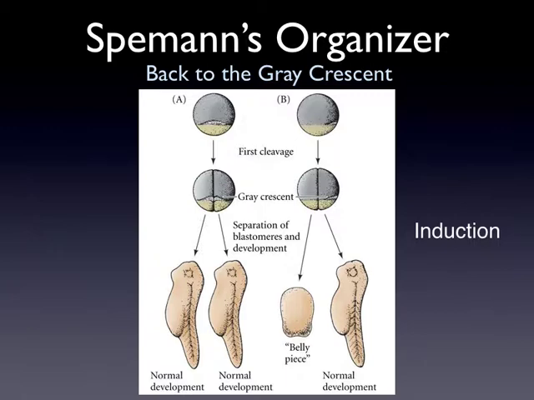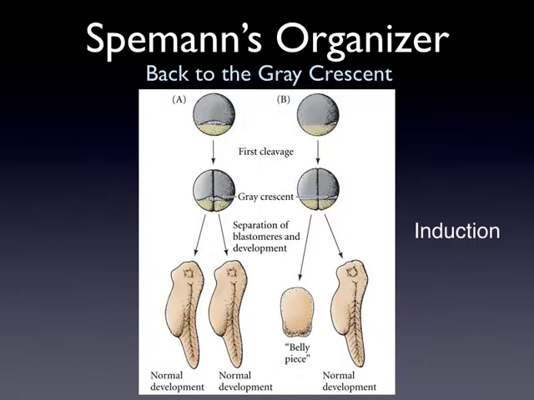So that's experiment one, and that's telling us that the gray crescent is required for normal development. And it's further telling us that something in the gray crescent is probably responsible for induction of the body plan in the rest of the embryo. And that's precisely what Spemann concluded. And he called this process induction, and he named this region the organizer because it seemed to organize the rest of the body plan.